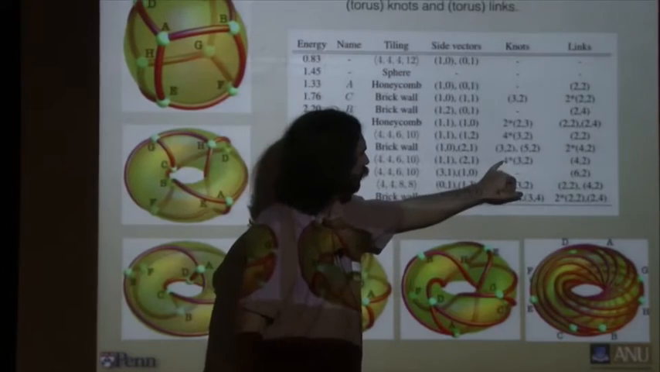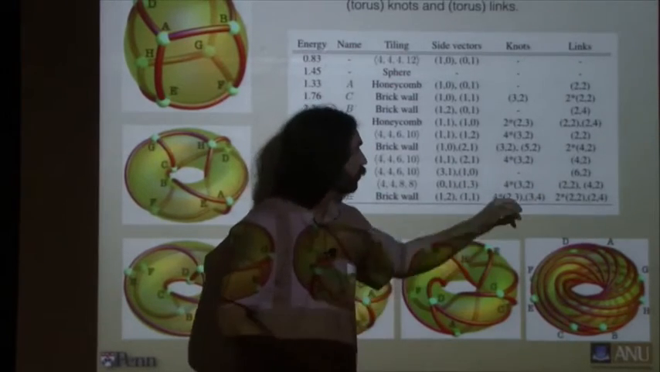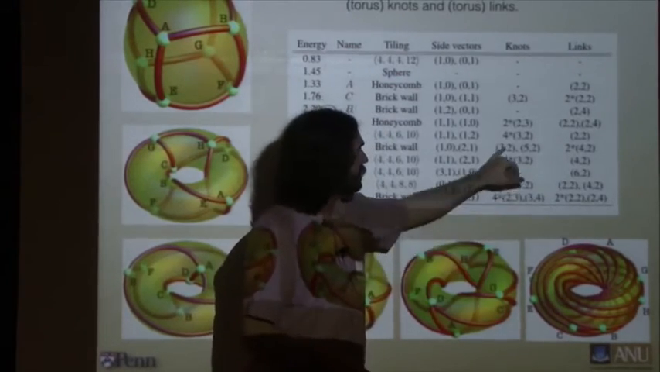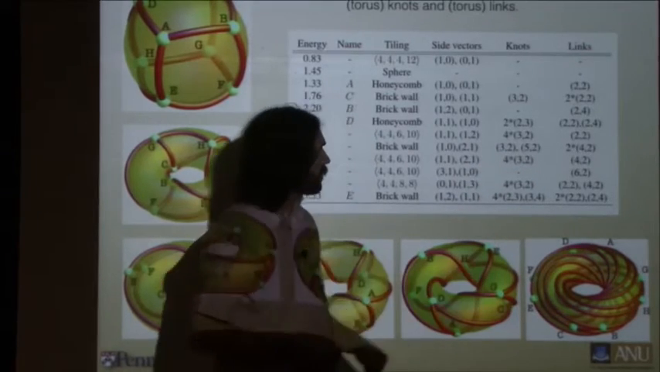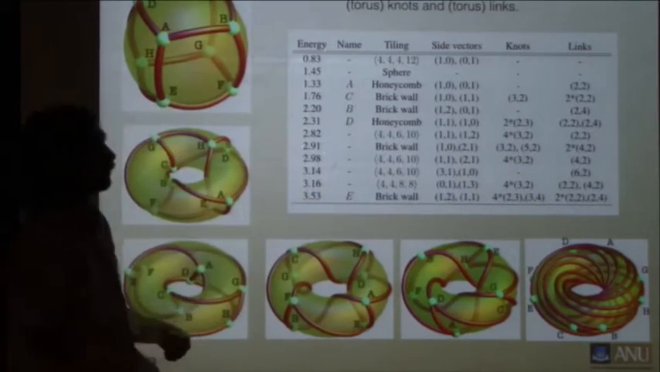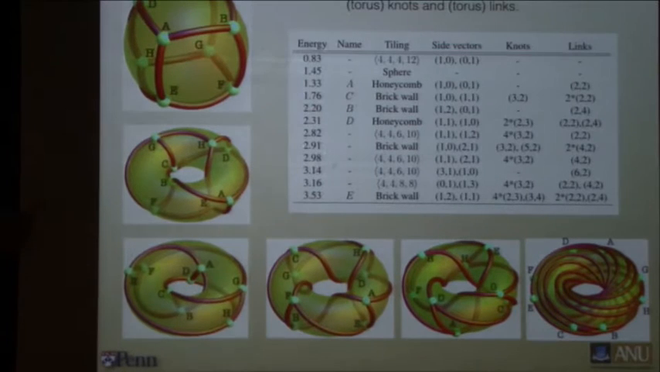where this notation 4 times 3,2 just means it contains 4 trefoil knots. And these numbers are the homotopy types of the knots inside. And obviously the same for the links. So we're seeing a bunch of 2,2, 4,2, and 6,2 links, depending on just how you shear them and the combination. Now, this seemed well and good to us.